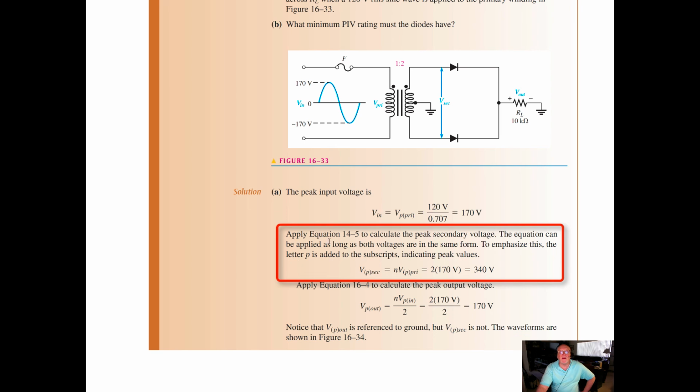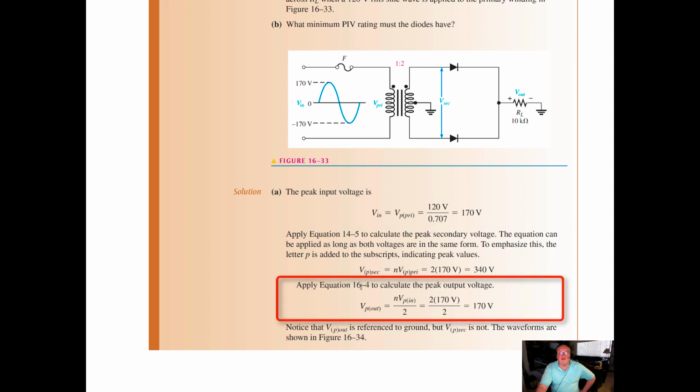If we apply equation 14.5 to calculate the peak secondary voltage, the equation can be applied as long as both voltages are in the same form. To emphasize this, the letter P is added to the subscripts indicating peak values, just like we've seen before with peak and peak to peak values. So V peak of the secondary is equal to the number of turns times V peak of the primary. We have peak on both sides. So 2 times 170 gives us 340 volts.